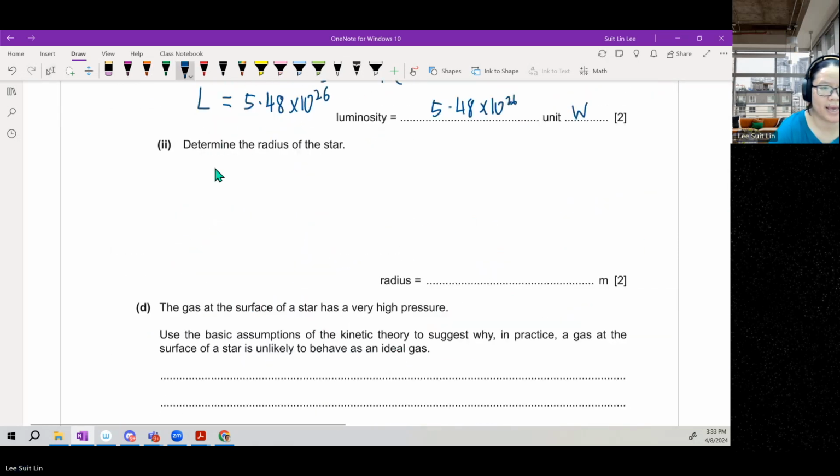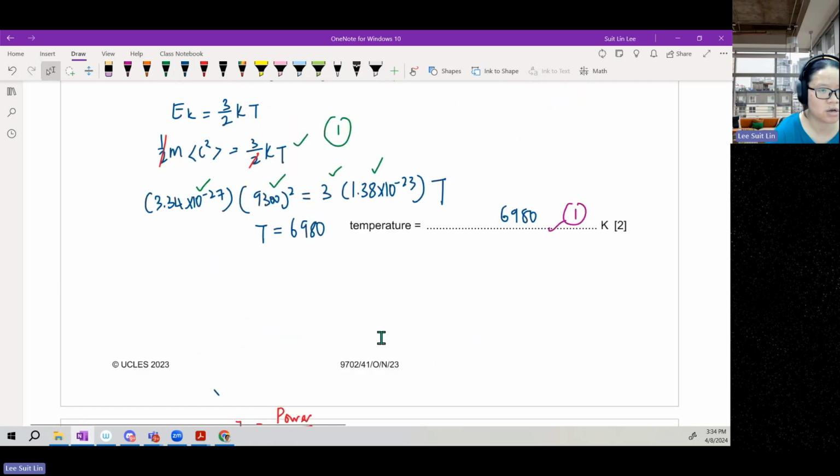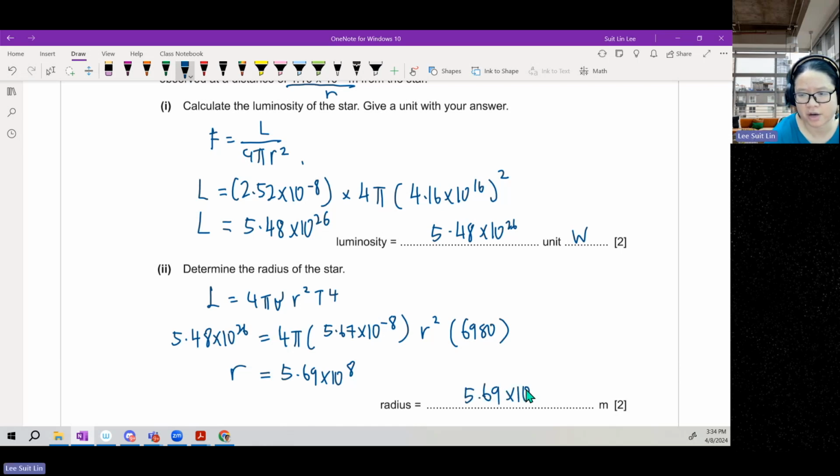So L would be 4 pi sigma r squared t to the power of 4. I have L, 5.48 times 10 to the power 26. 4 pi, I can put in the value of sigma, 5.67 times 10 to the power of -8. R squared, temperature, how hot is my star? 6980. It's a very hot star. All right, I put it in my calculator. I will get 5.69 times 10 to the power of 8. Because significant figure is inherited, the first significant figure that we calculated is 3SF, everything else is 3SF. Write extra SF, no harm.